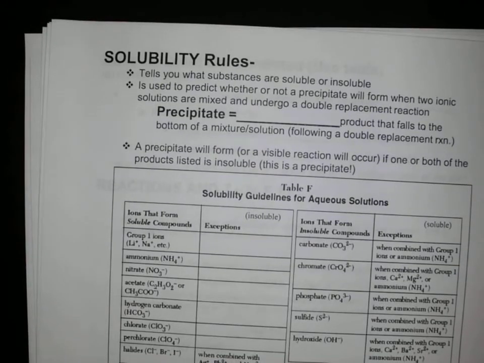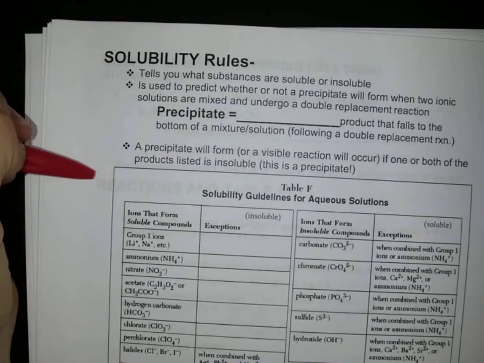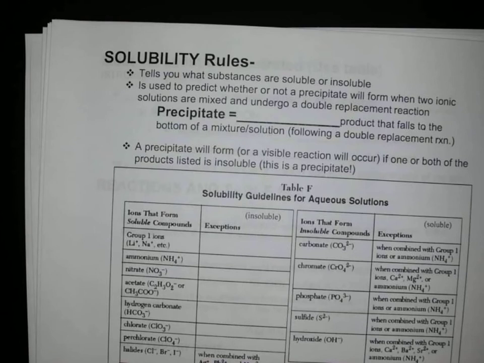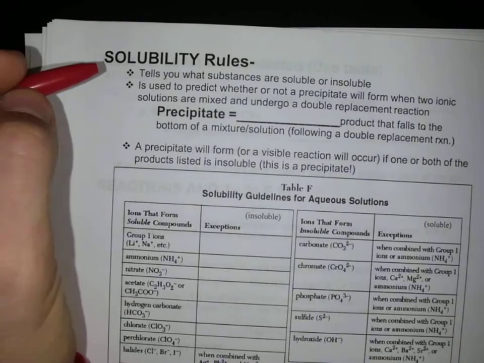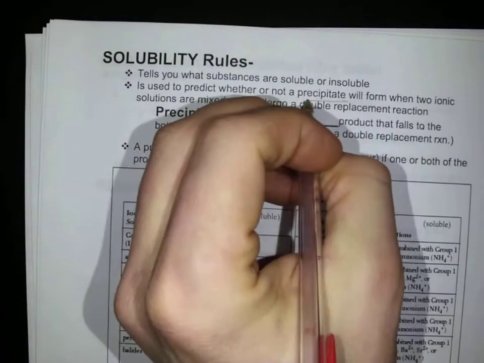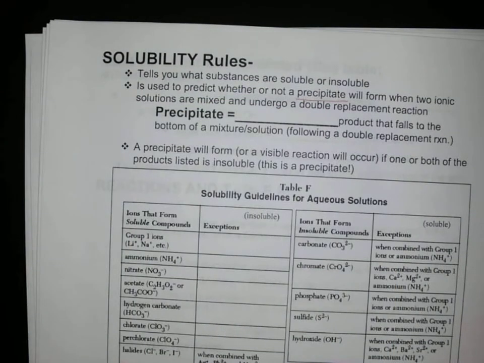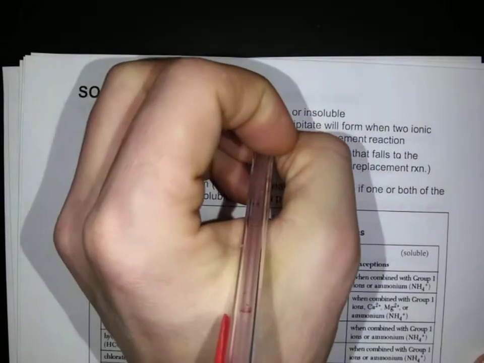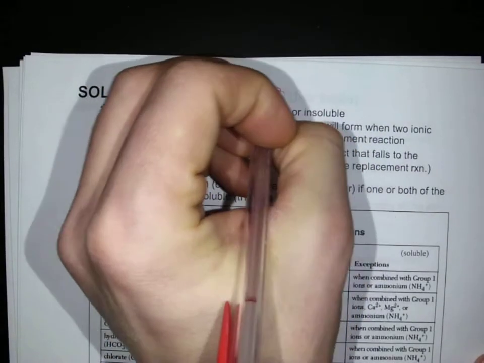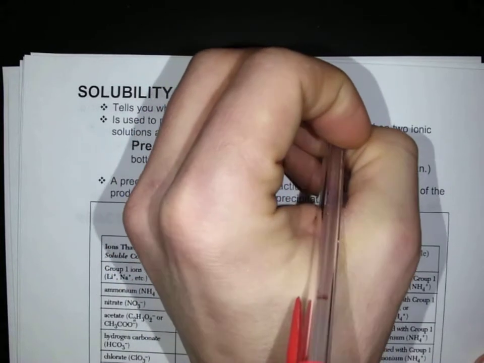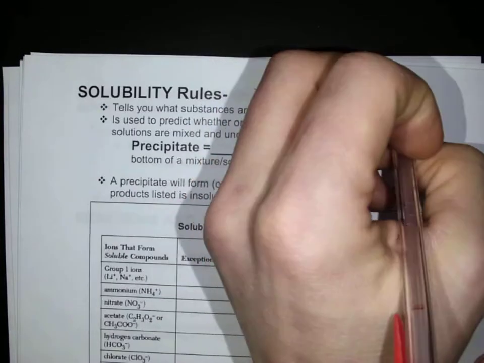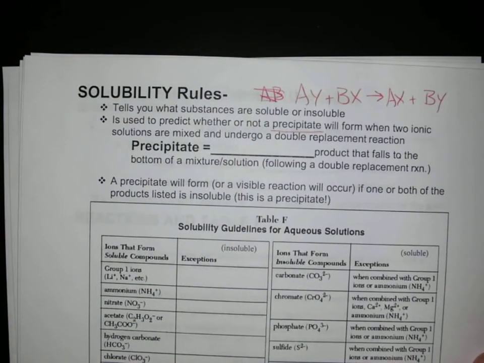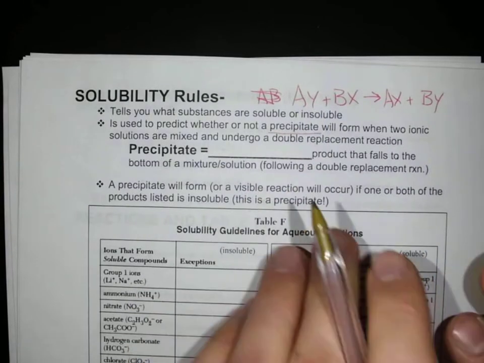We have solubility rules. These solubility rules tell you whether a substance is soluble or insoluble. They're used to predict whether or not a precipitate will form when two ionic solutions are mixed and undergo a double replacement reaction. If we remember, a double replacement reaction is AY plus BX goes to AX plus BY. We have two compounds, and those two compounds swap places.